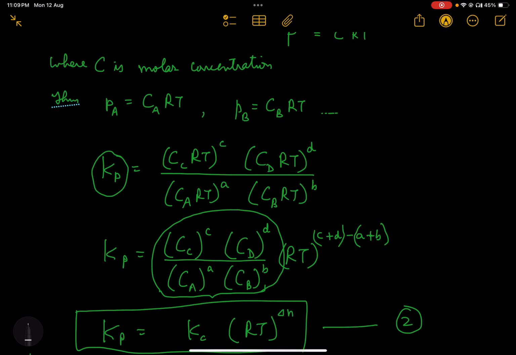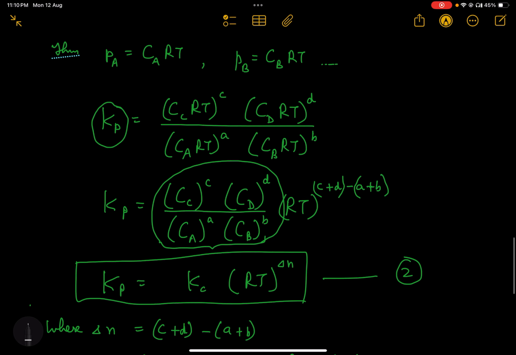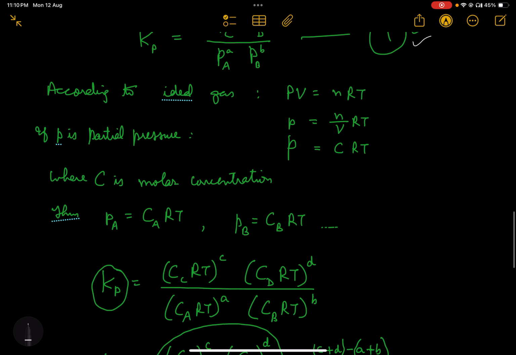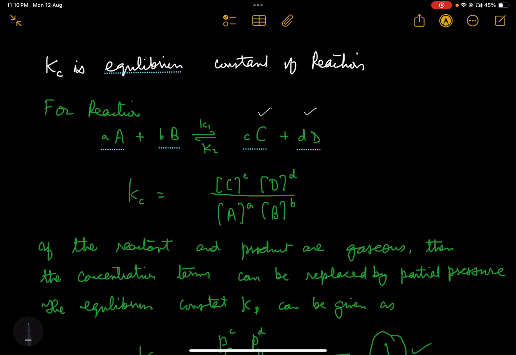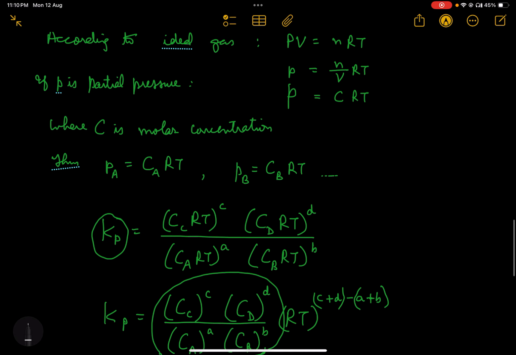Rearranging and bringing the concentration terms together and taking RT common, we get concentration of C raised to the power of c into concentration of D raised to the power of d divided by concentration of A and concentration of B, multiplied by RT raised to the power of (c plus d) minus (a plus b), where c and d are the moles of product and a and b are the moles of reactant.